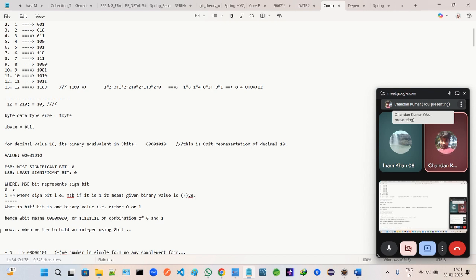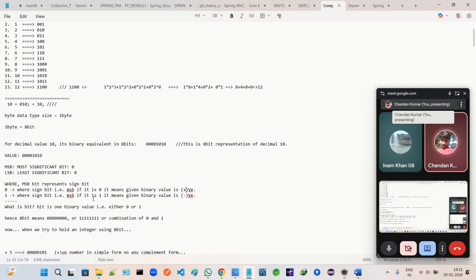Just opposite this one, if the sign bit, that is the MSB, is 0, then it means the given binary value is positive. Practically I will show you, don't worry. I hope it is clear up to here, right?